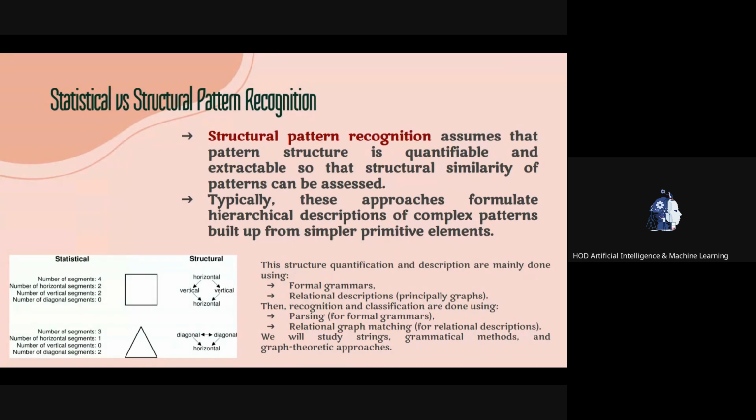So this is structure quantification. This structure quantification and description are mainly done using formal grammars and relational descriptions, principally graphs. So we are going to discuss formal grammars and relational descriptions.